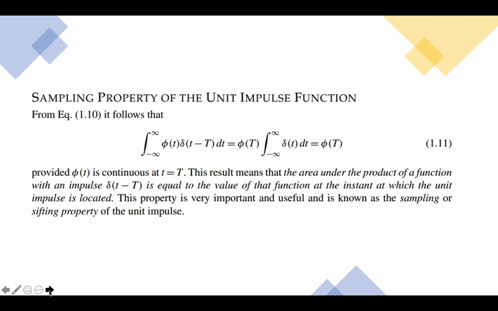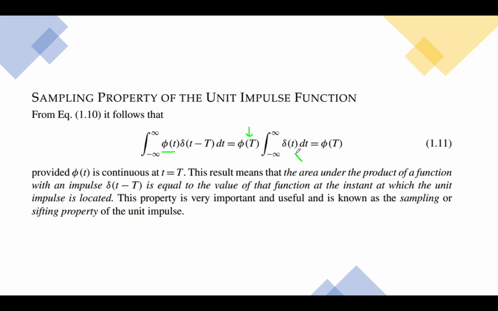And that leads to an important property known as the sampling property, also known as the sifting property, of the impulse function. If we have an integral in which delta of t minus capital T is the impulse function shifted and located at capital T, and phi of t is any function, then under integration phi of t is evaluated only at this one point, capital T, and is no longer a function of time.